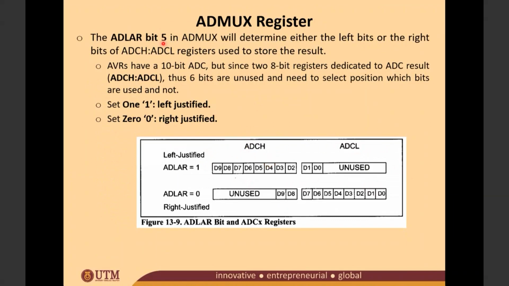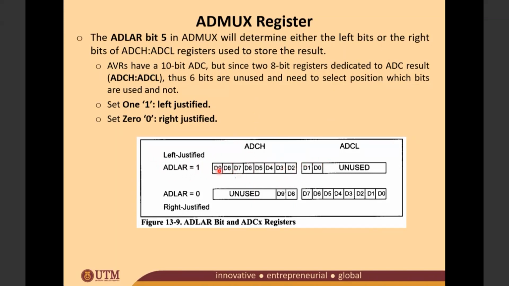Since we only use 10-bit for the ADC, the remaining 6 bits will become unused bits. How to make sure where this unused bit goes, whether on the right or on the left? If you set ADLAR to 1, it means the result is left justified. So all the result will be placed on the left side here, which is the whole ADCH will have this bit here.